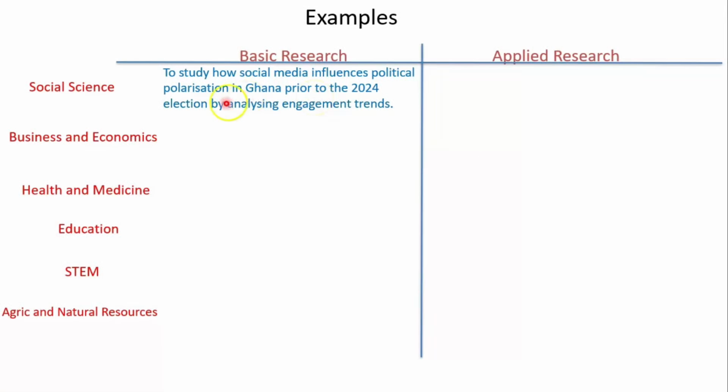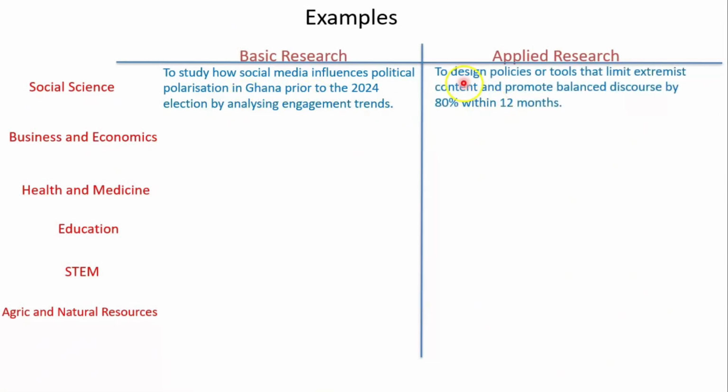That is basic research. But for applied, let's say his objective is to design policies or tools that limit extremist content and promote balanced discourse by 80% within 12 months. You see that? He wants to design, so it's applied, it's practical. He wants to solve a problem. The problem is political polarization. Maybe the problem is hate speech, insults, and the like. So how can we limit that?